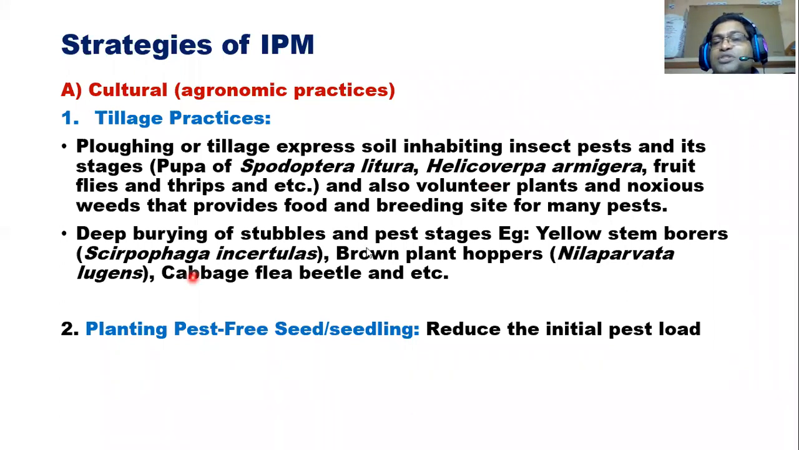And the deep burying of stubbles. While you are disc plowing, you are turning and deep burying the stubbles, and then those pests will go deeper. Brown planthopper eggs, yellow stem borer larvae, and cabbage leaf beetle grubs and eggs will go deeper and die. Like a pathogen, they will not move up; they will die. That is how tillage practices are very important in pest management.